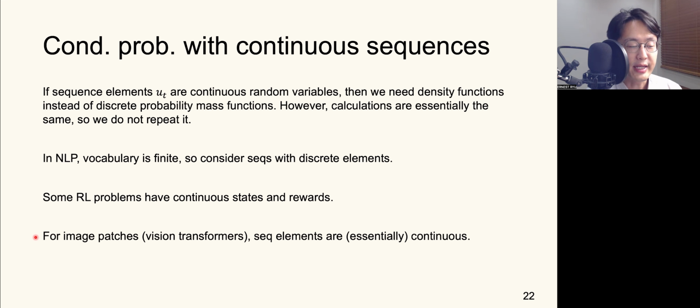We will later see that in vision transformers, images are converted into sequences of patches, and they are processed with sequence-to-sequence models. For these vision transformers, the image patches are better understood as vectors that take continuous values. So when you analyze vision transformers, you would want to consider them to be sequence-to-sequence models with continuous sequence values.